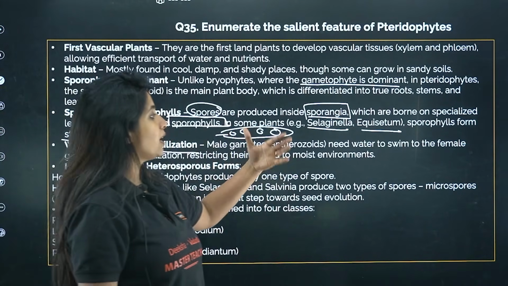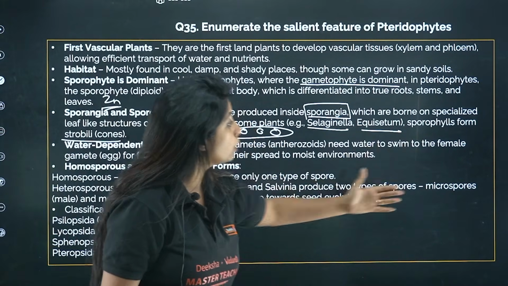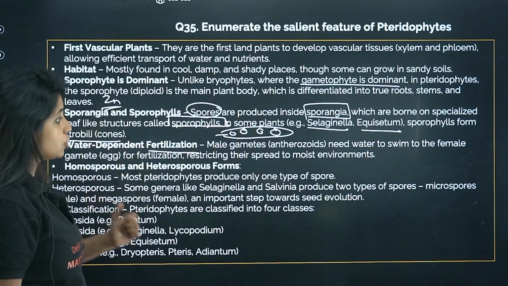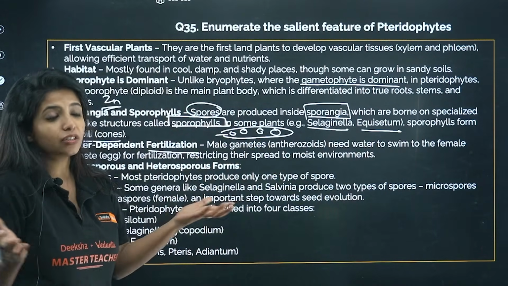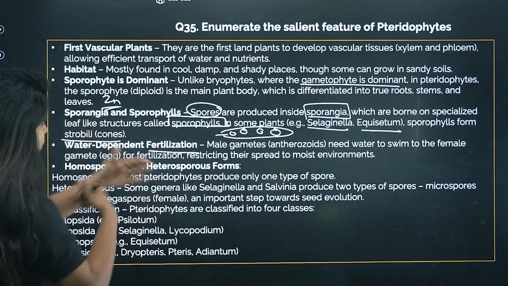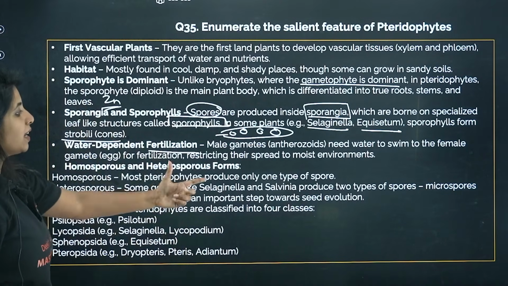So male gametes, which you call antherozoids, need water to swim to the female gamete, that is the egg, for fertilization, restricting their spread to moist environments. That is the reason why they are restricted to moist areas. Okay, come back. Now, homosporous and heterosporous forms.